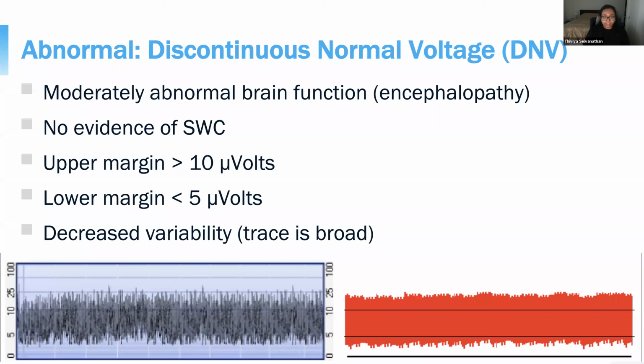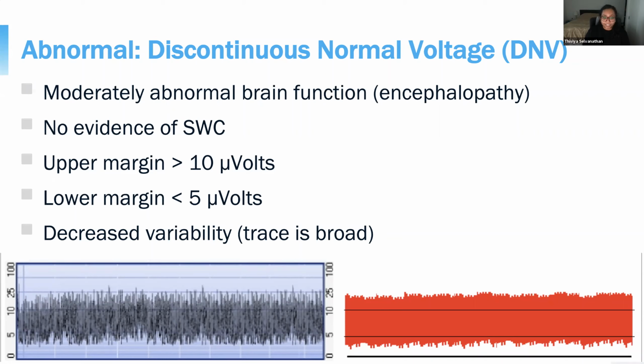We're now going to move on to review some abnormal background patterns. The first abnormal background pattern we'll review today is the discontinuous normal voltage pattern. So this is indicative of moderately abnormal brain function or encephalopathy. In this pattern, you don't have sleep-wake cycling because that only occurs with normal patterns.